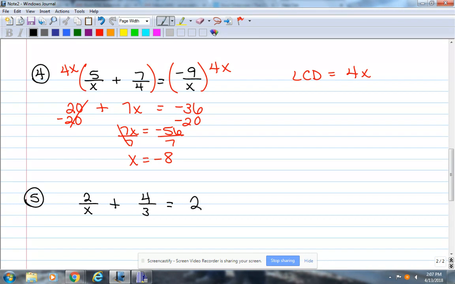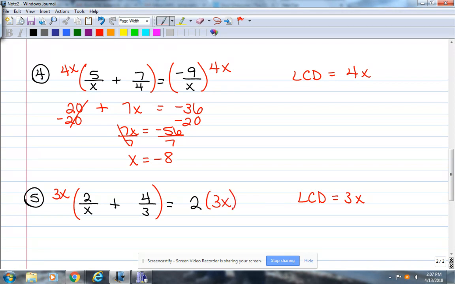So our least common denominator is 3x. So whatever your different denominators are, that's what you need in the least common denominator. So we're going to multiply everything on both sides of the equal sign by 3x.